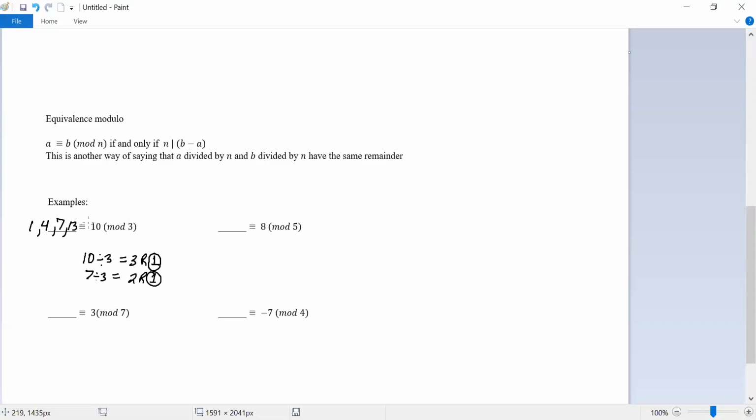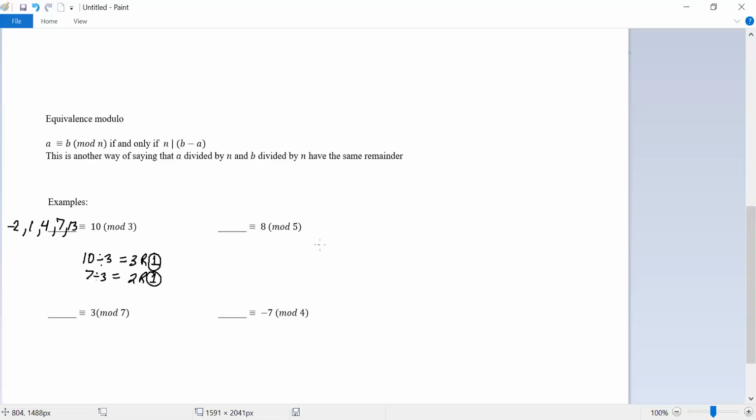16 will work because that goes in there 5 times and a remainder of 1, right? So 13, 16, 19. I can start with the 10 and subtract 3: 7, 4, 1. I can even go down to the negatives. So there's infinitely many answers that I can put here.